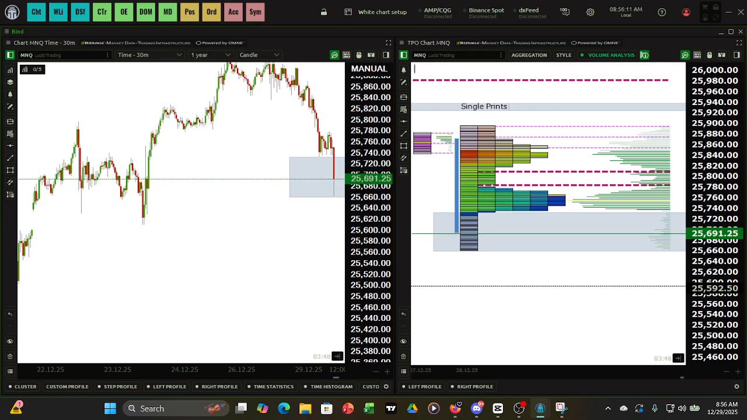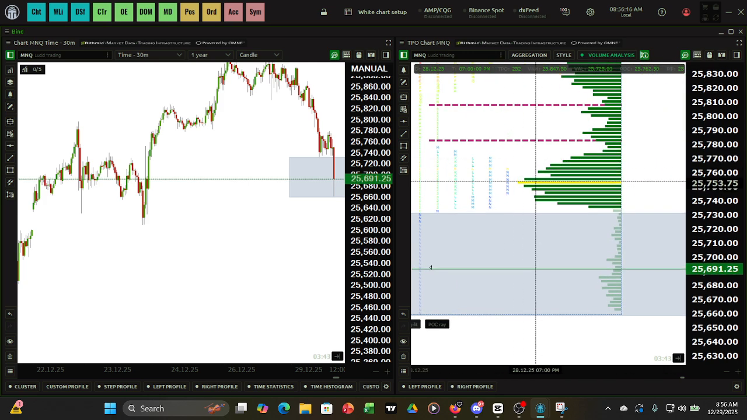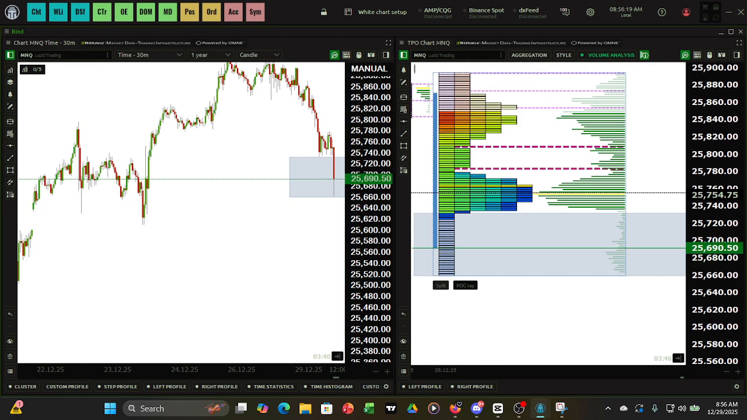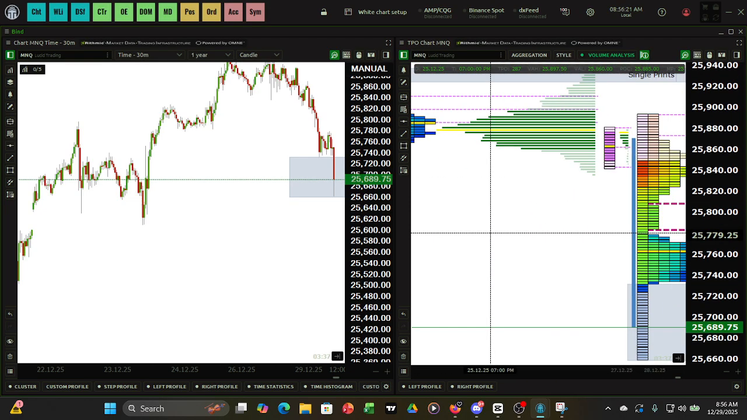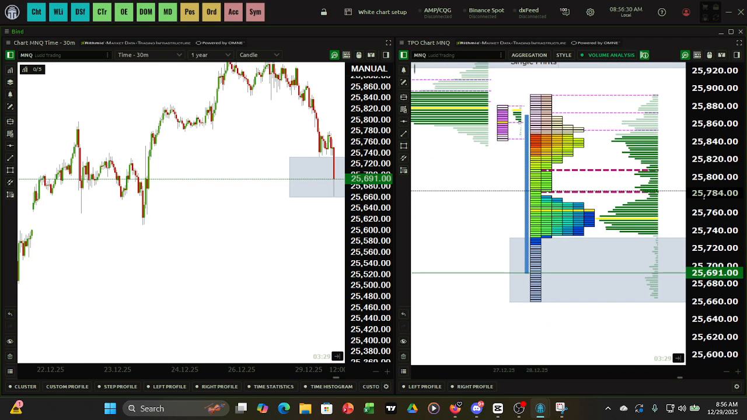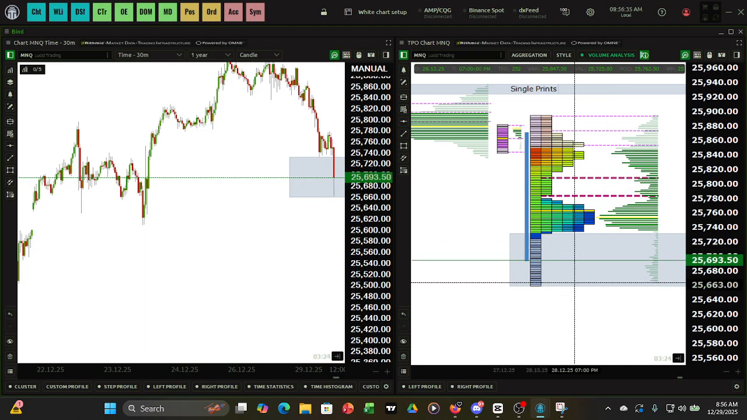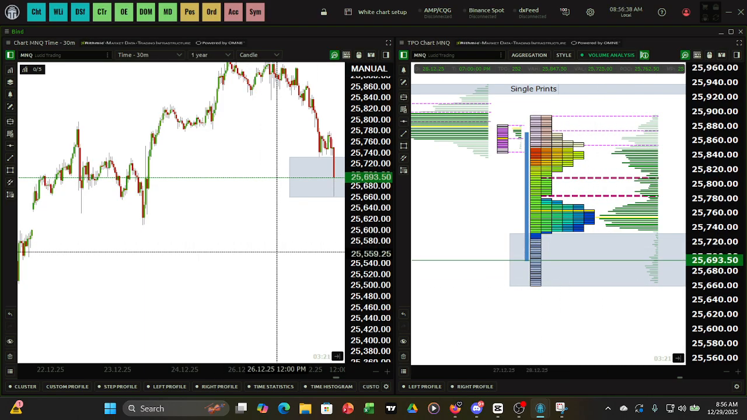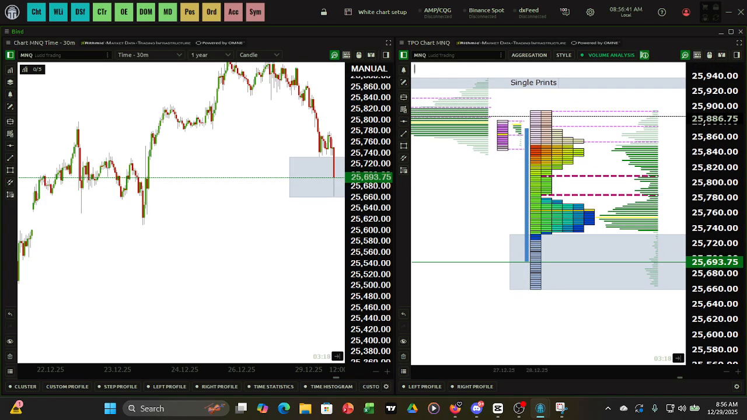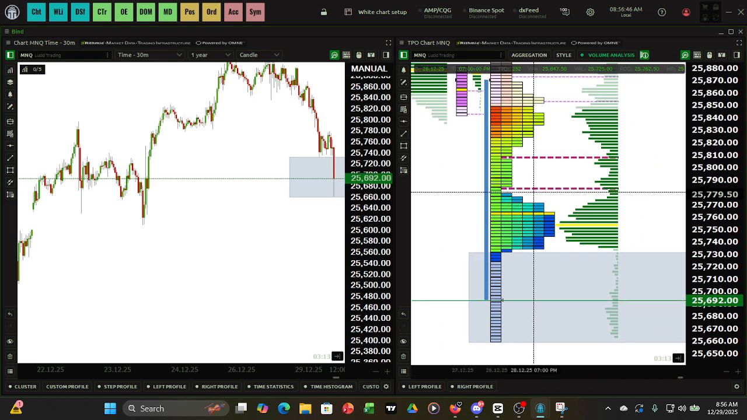So let's see where we're at. Right now, our point of control is a little bit higher. It's about right in there. Got a node here, and then we got another node up here we want to be aware of, right? Because here are your volume distributions. So now we're getting into the extremes of it. We got some single prints up here we need to be aware of.